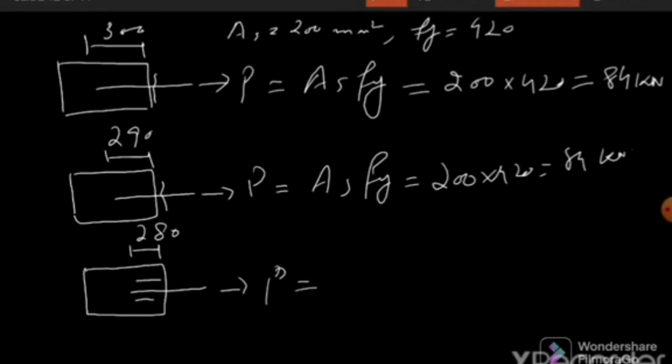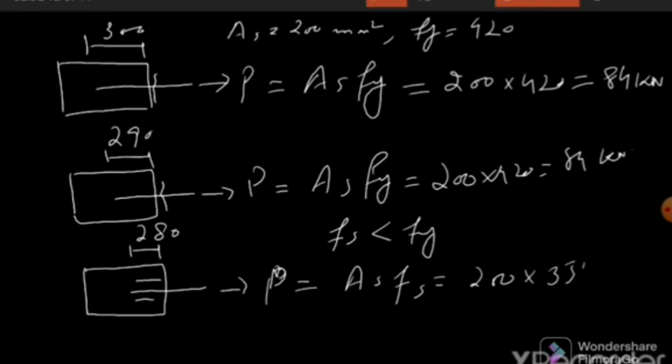When this bar is pulled out of the cylinder, the stress in the bar is less than Fy. As it is not yielded, it means the stress in the bar is less than Fy. So the maximum load at which this bar is pulled out will be AS times Fs, and 200 times, instead of 420, it will be less than 420. For example, it is equal to 350. So in that case the load will be less than 84 kilonewton. So at the lower load, the bar is pulled out of the concrete and it is not yielded when the embedded length is 280 mm.